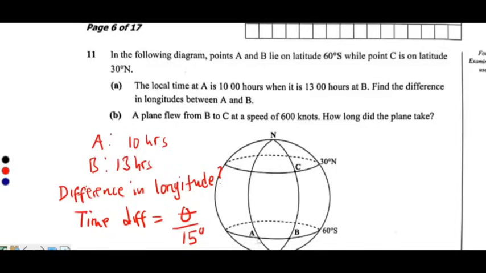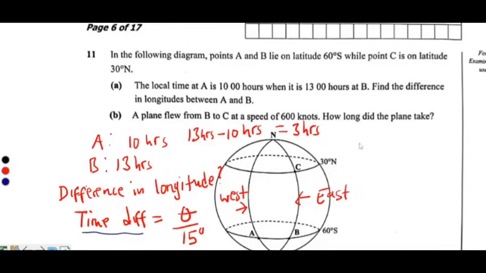Point A is lying on this longitude right here, which is on the west, while point B is lying on this longitude, which is on the east. So the time at B has increased, while the time at A has decreased. To find the time difference, we subtract: 13 hours minus 10 hours gives us 3 hours. So the time difference will be 3 hours.